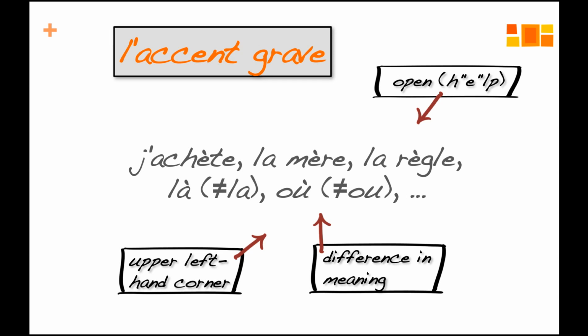So the accent grave above the E tells you how to pronounce it. It's a very open one. J'achète, la mère, la règle. And you want to be careful. The accent aigu you only find above the E, but the accent grave also produces differences in meaning, and you also find it above the A and the U.